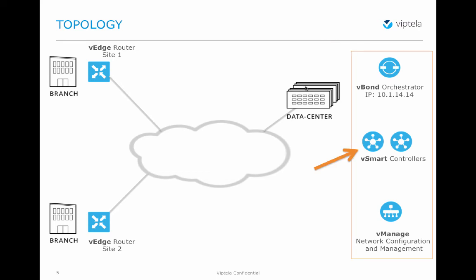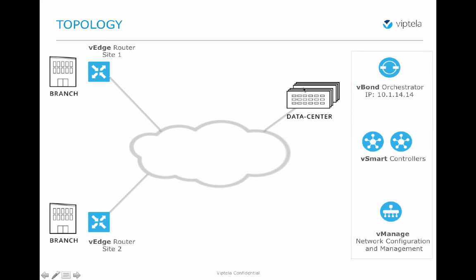Next, we have the vSmart controllers. This is a centralized controller that distributes the routing, security and policy information across the entire network. We're using two vSmart controllers to demonstrate the redundancy or high availability of the system. And lastly, we have the vManage network configuration and management system. This is a dashboard into the health of the entire Viptela SEN. And it's also a central mechanism to configure all the elements and deploy zero-touch provisioning if needed.